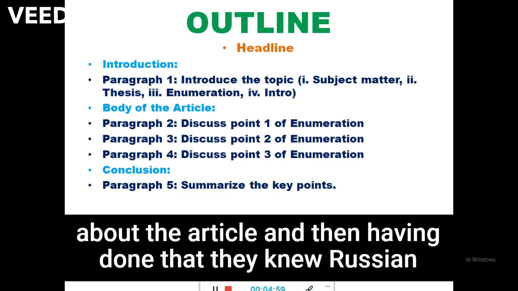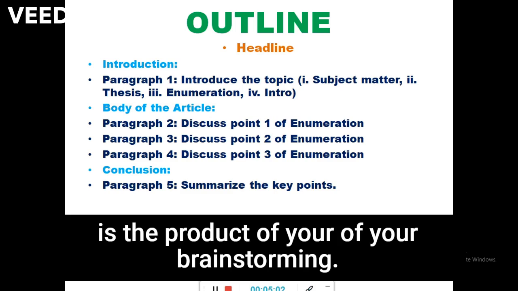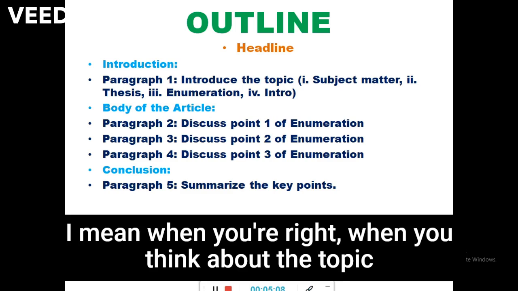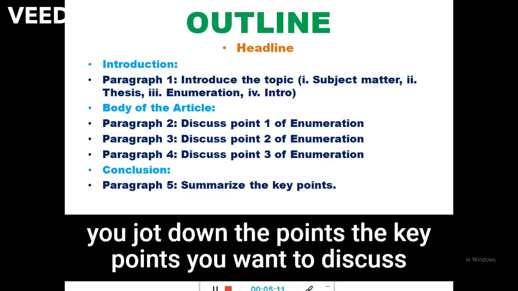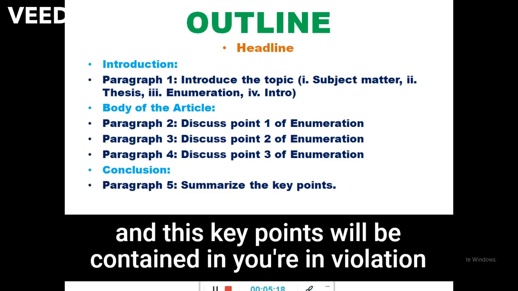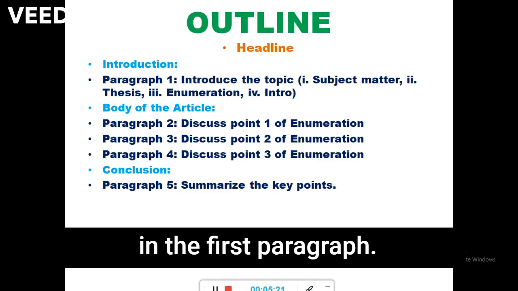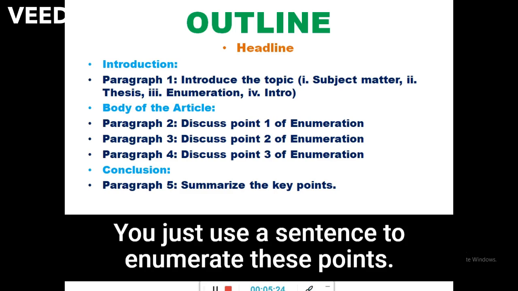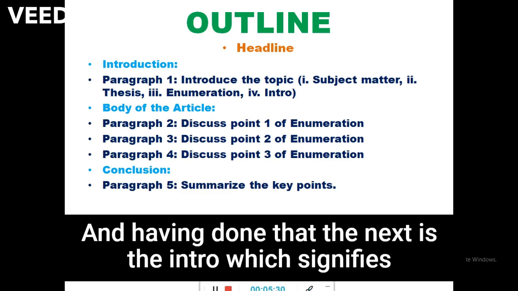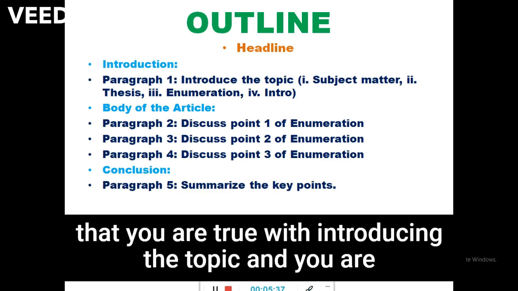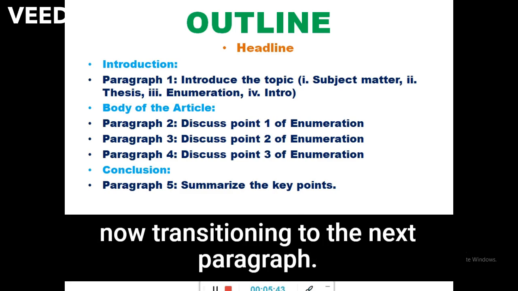And then, having done that, the enumeration is the product of your brainstorming. I mean, when you think about a topic, you jot down the points, the key points you want to discuss, and these key points will be contained in your enumeration. In the first paragraph, you just use a sentence to enumerate these points. And having done that, the next is the intro, which signifies that you are through with introducing the topic and you are now transiting to the next paragraph.